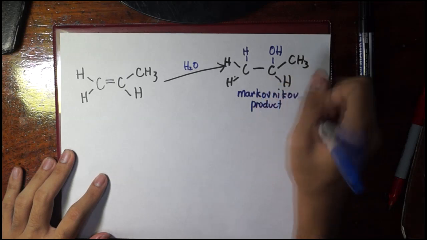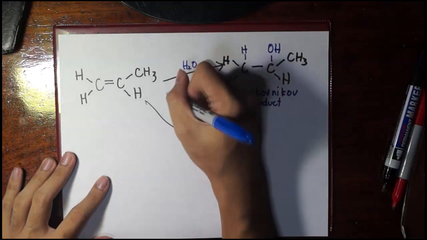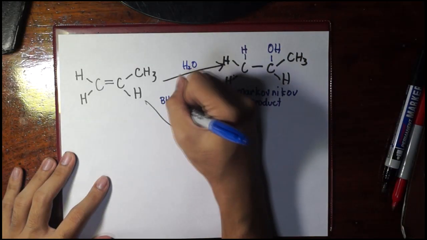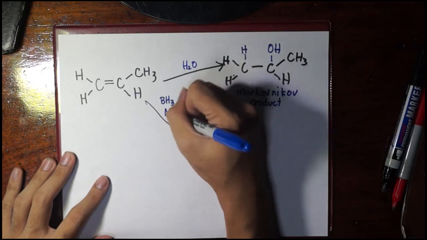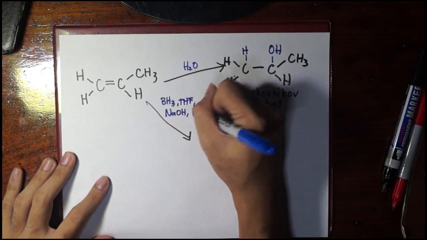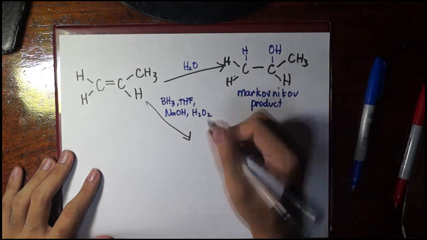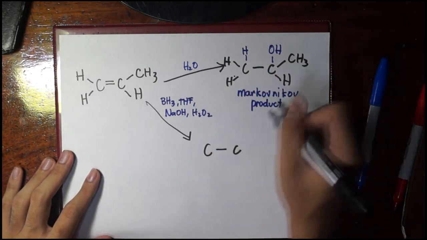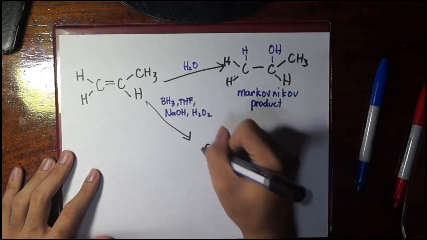But if we use the reagents for hydroboration, and that is comprised of borane, tetrahydrofuran, a base, and a peroxide. It's a lot of reagents, right? Anyway, what we would get is actually the reverse of this, and we call that an anti-Markovnikov product.